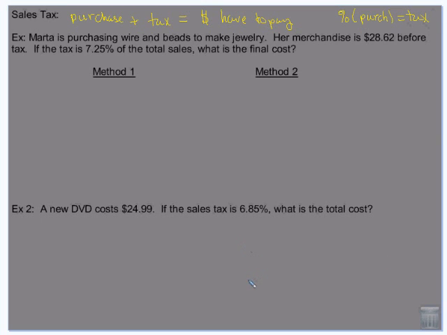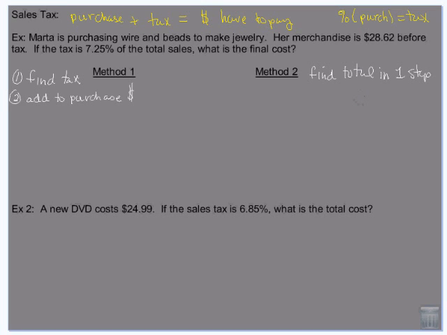Okay, so to find a final cost with tax, there are 2 ways to do it. Method 1, we're going to find the tax in the first step, and in the second step, we're going to add to the purchase price. Okay, so this is a 2-step method. For method 2, we're going to find the total in 1 step. Okay. So I'm going to do method 1 first.